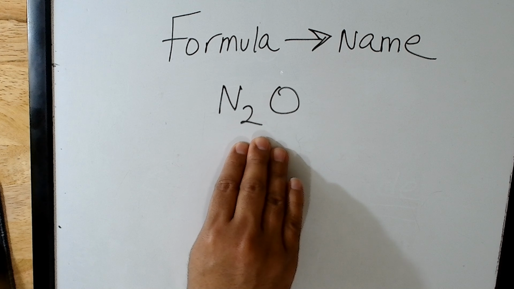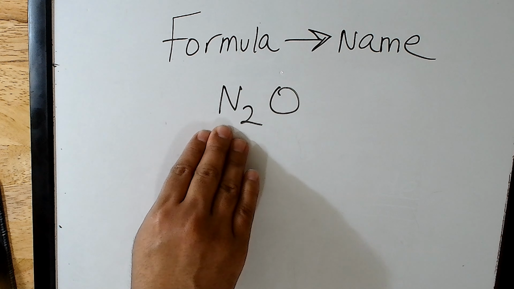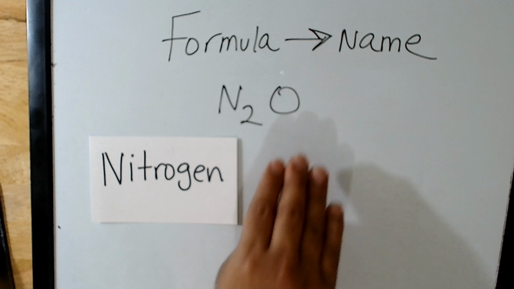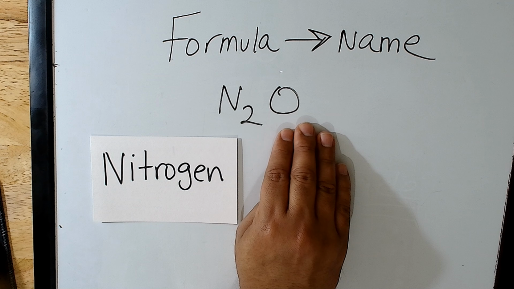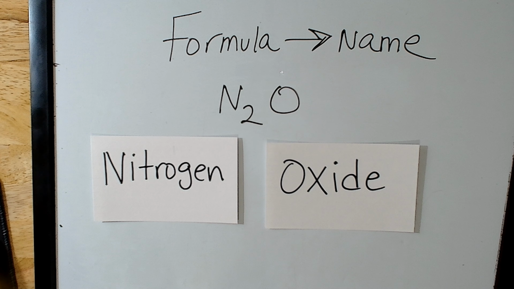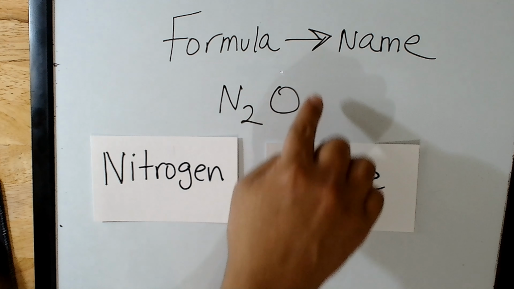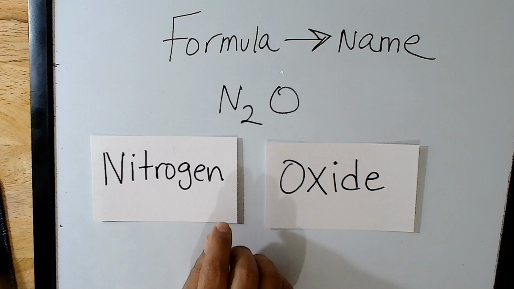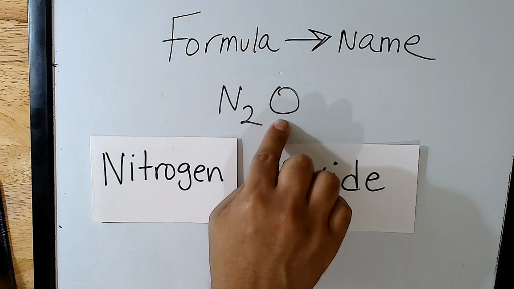All right, so now we have this chemical formula. We start by naming the first element, which is nitrogen. Now we name the second element and change its ending into IDE. That would be oxide. We now need to determine whether this compound is a type 1, type 2, or a type 3. I know it's a type 3. Why? Because we have two nonmetals.